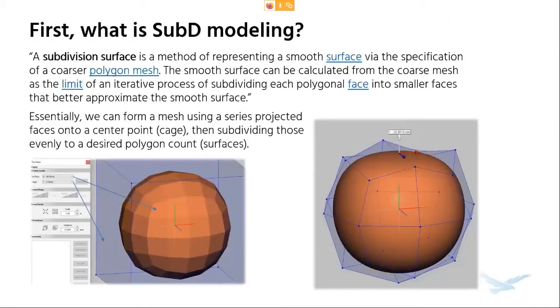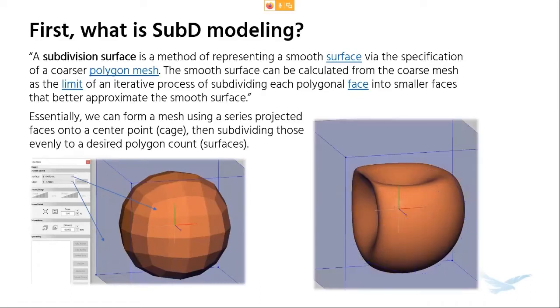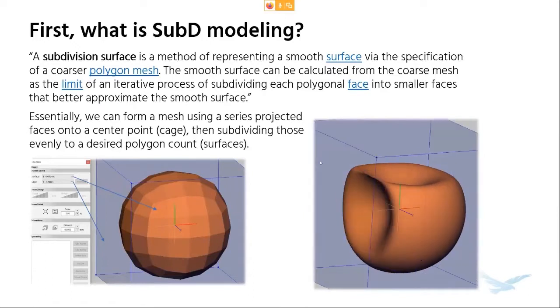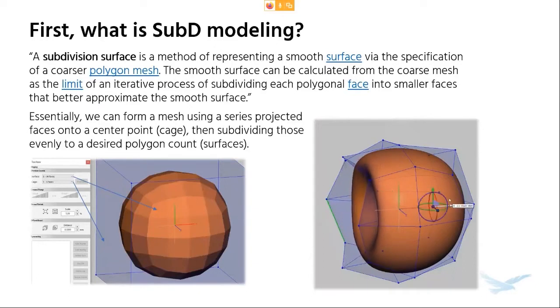So the first thing I really want to touch on is this idea of sub-D modeling. We've mentioned it already a few times, but haven't really gone into depth on it. Subdivision modeling is the method of representing a smooth surface via the specifications of a coarser polygon mesh. It sounds kind of weird, but essentially we can create meshes of different objects and sizes and push and pull them based on a cage idea of projecting all these different faces onto a center point, called a cage, and then subdividing those cages into a desired polygon count, creating our surfaces.